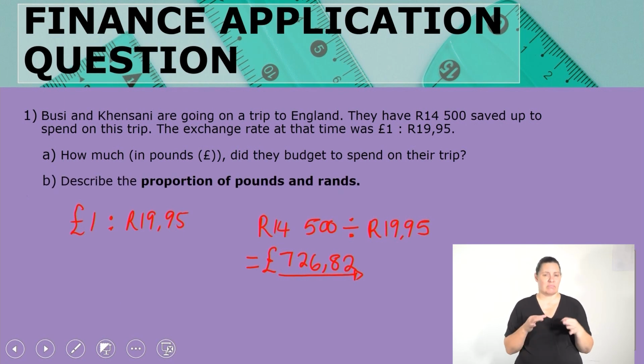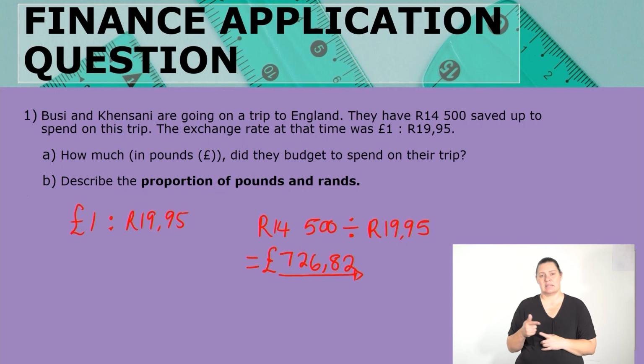Now, let us describe the proportion of pounds and rands. Let's look at what is happening here. So, we had £1 is to 19 rands and 95 cents. If the pound increases, or rather, let's say if the rands increase, so from 19 rands and 95 cents, we went up to 14,500 rands. That means that the rands went up.